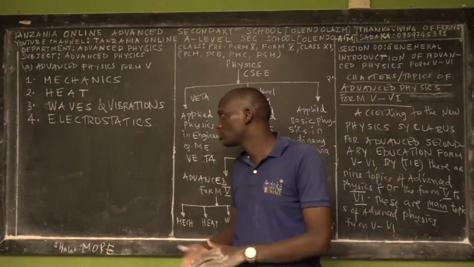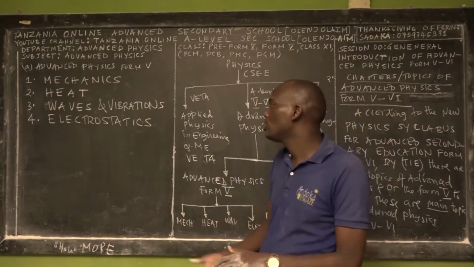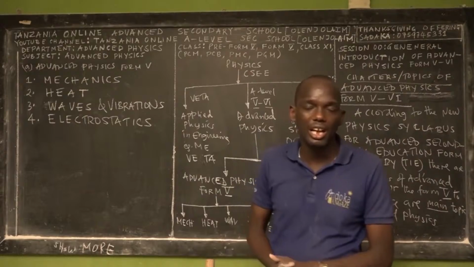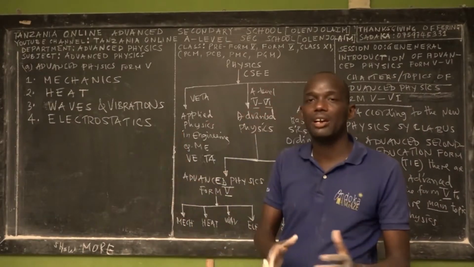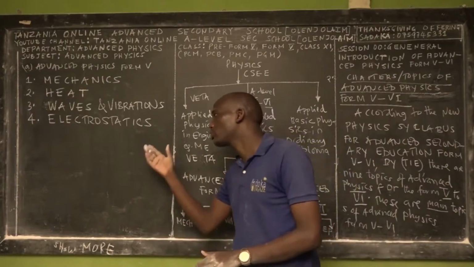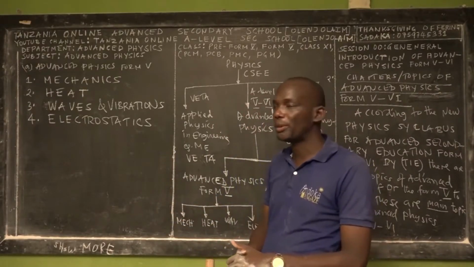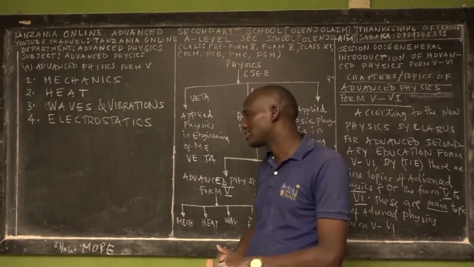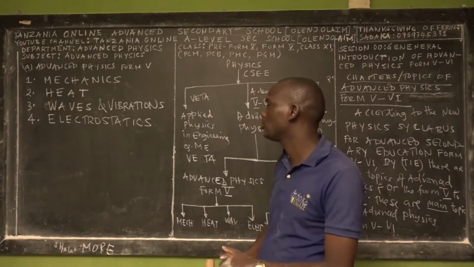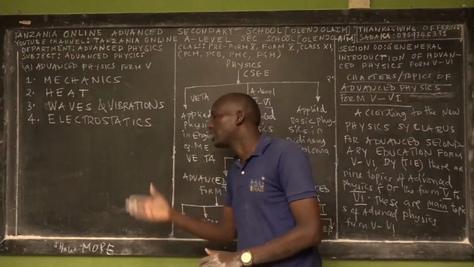Waves and vibrations also break down. We have mechanical waves, and we have electromagnetic waves. And in mechanical waves we also have some other topics, and also we have the properties of waves, or properties of light, because it's just a light wave. Okay, we can call it light wave. Okay, and then we have electrostatic.